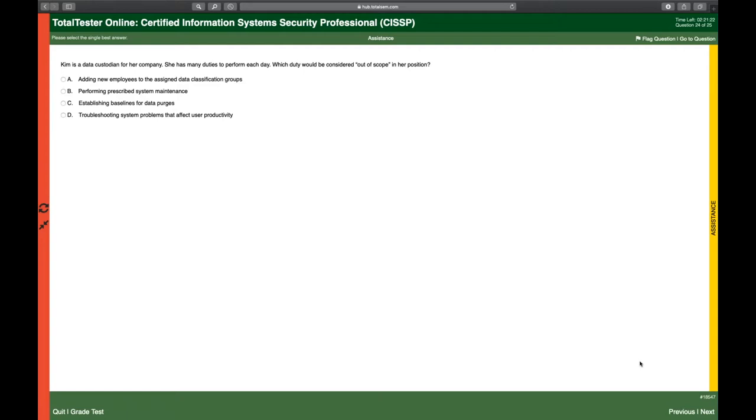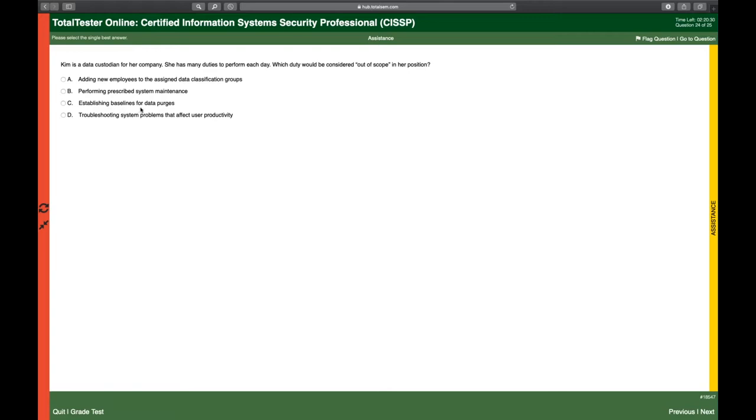Number 24. Kim is a data custodian for her company. She has many duties to perform each day. Which duty would be considered out of scope in her position? I'm ready. Go for it. Charlie. Alpha. I heard Charlie and Delta. Anyone else? Delta, troubleshooting system problems that affect user productivity. I'm actually leaning towards Charlie, establishing baselines for data.